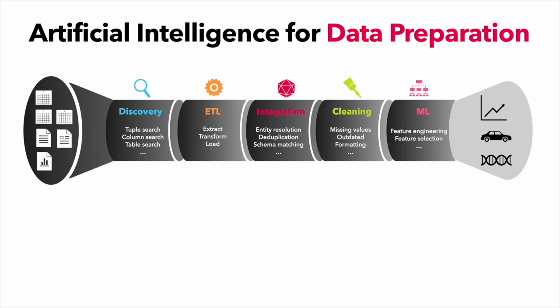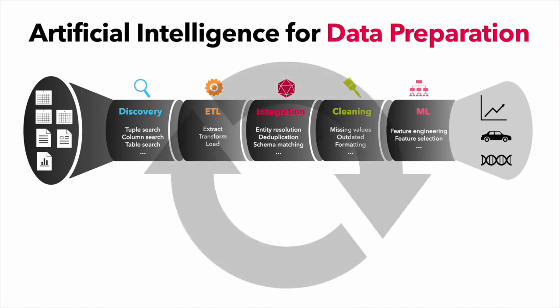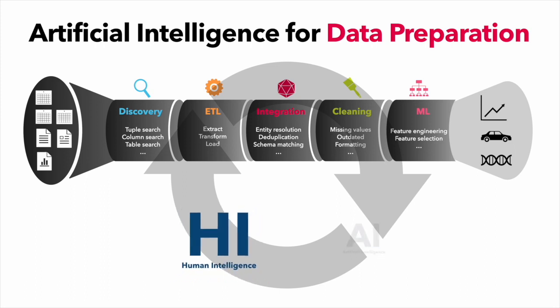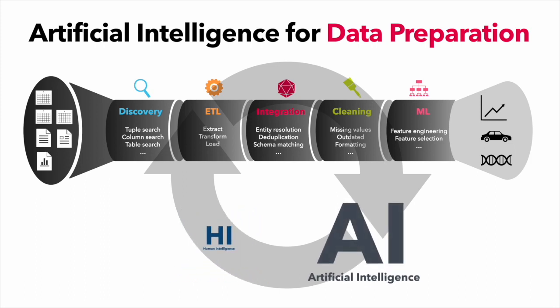If we consider each individual task, such as table search or entity resolution, we call it a single task in this tutorial. In practice, it is always iterative, so we call it a data preparation pipeline. Traditionally, it involves a lot of human effort to orchestrate this pipeline, and recently it has been revolutionized by artificial intelligence, especially AutoML techniques.